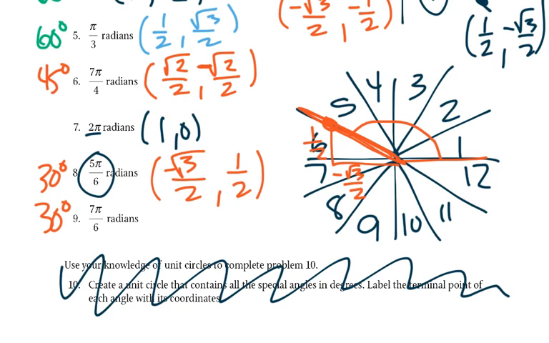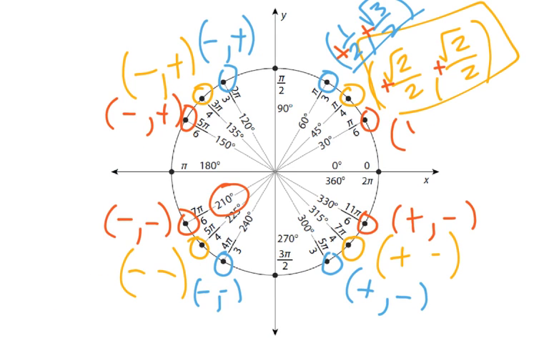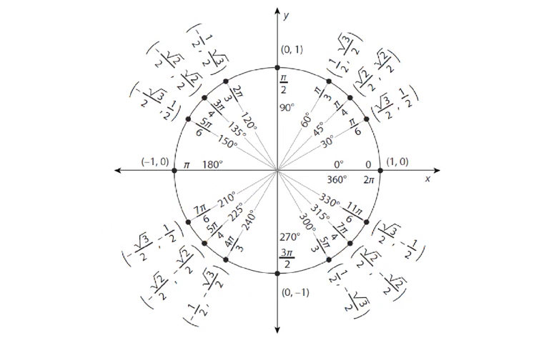And then if I look at 7 pi over 6, it's down here. That's the same as 210. So it was a negative square root of 3 over 2, and then we went down 1/2, so negative 1/2. For this one, it's going to be square root of 3 over 2 and 1/2, and then just their different versions. If we were looking to answer number 10, there's our unit circle. Notice we filled in the 0 or 2 pi, 90, 180 or pi, 270 or 3 pi halves. But there's our unit circle.